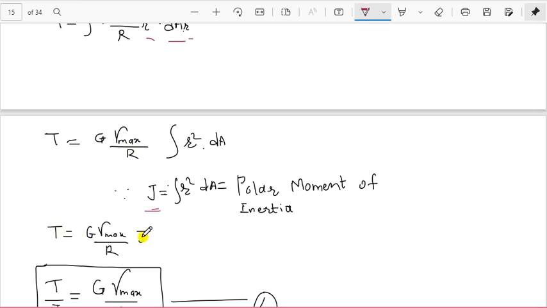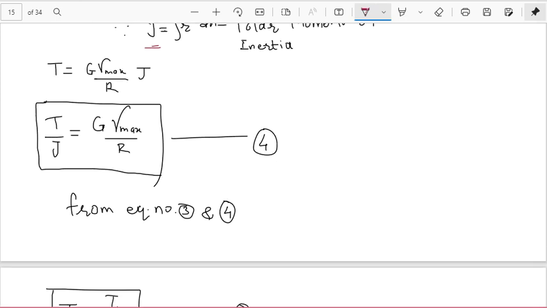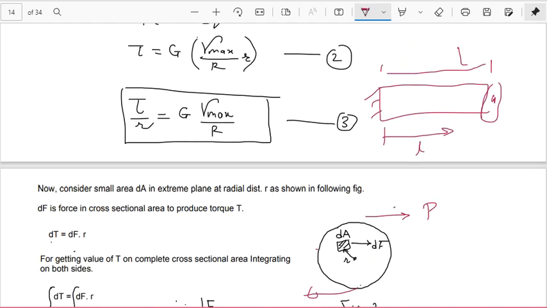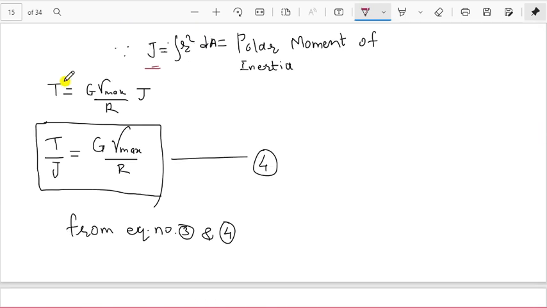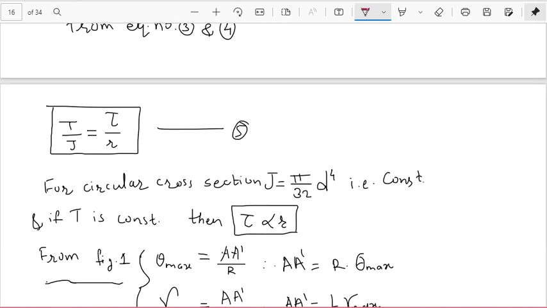So we will get T by J is equal to capital G gamma max upon capital R. Now from equation 4, and from equation 3, what was equation 3? Look at here. There, tau by R is equal to G gamma max by R. So we will put the value of this G gamma max by R equal to tau by R. So what we will get, T by J is equal to tau by R.